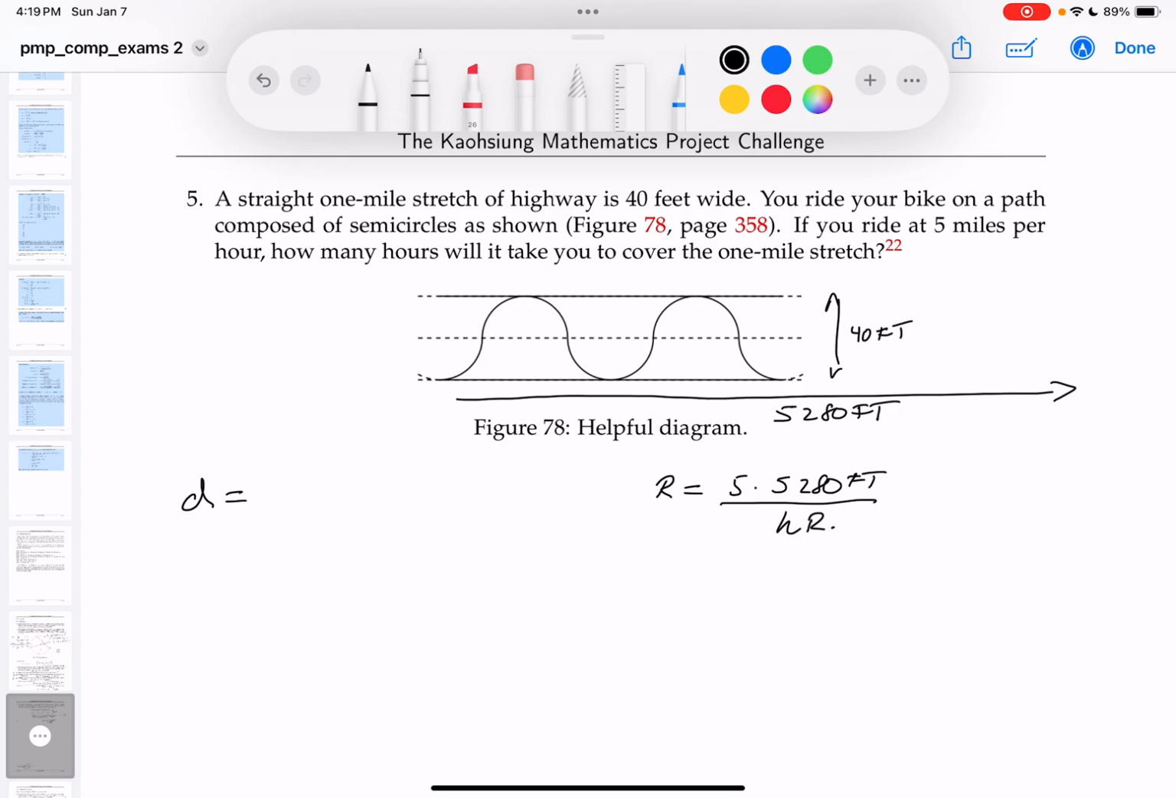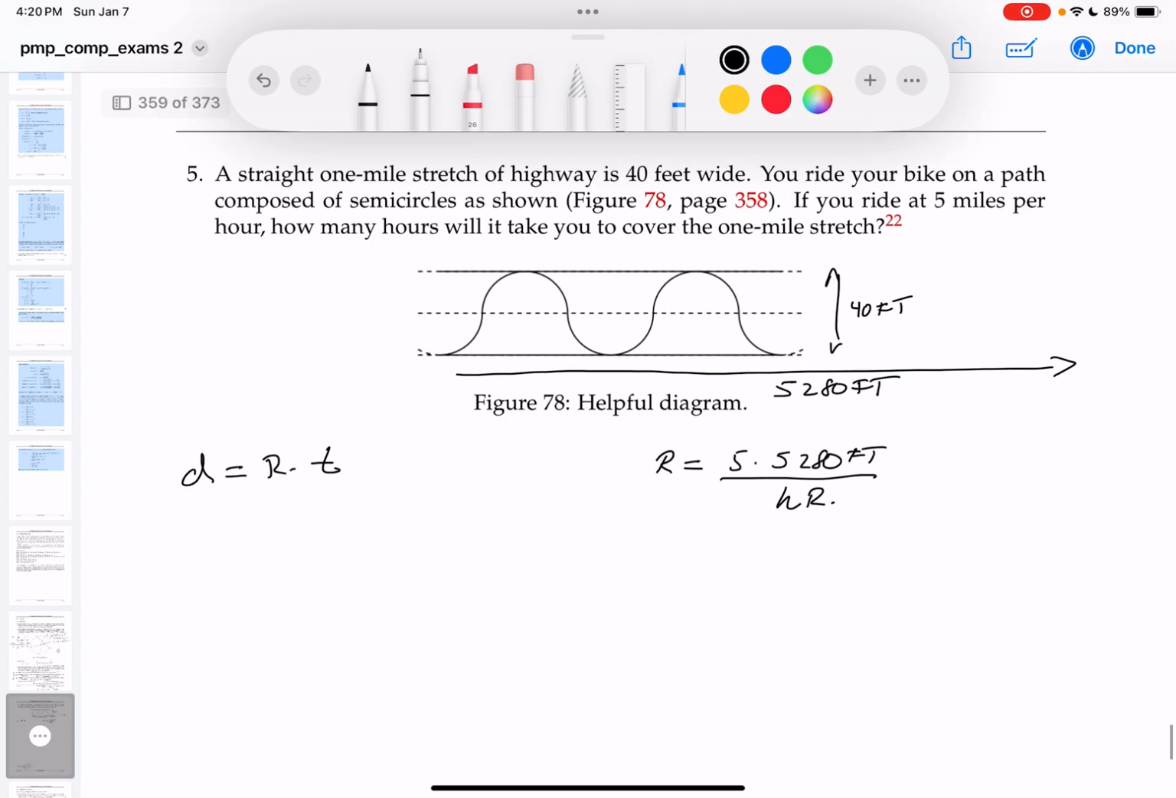So I know distance is equal to rate times time. So I got to start thinking about this. And I realize he's not going in a straight line. What he's doing is he's going like this. And every time he does this, he goes forward the radius. And he goes forward 20 feet. Right? But he goes a distance.